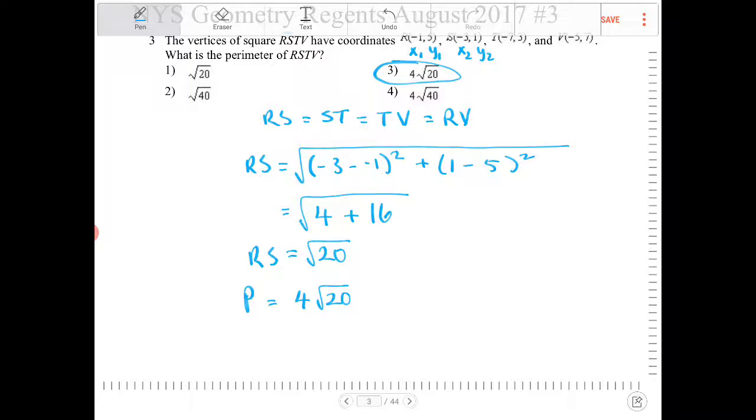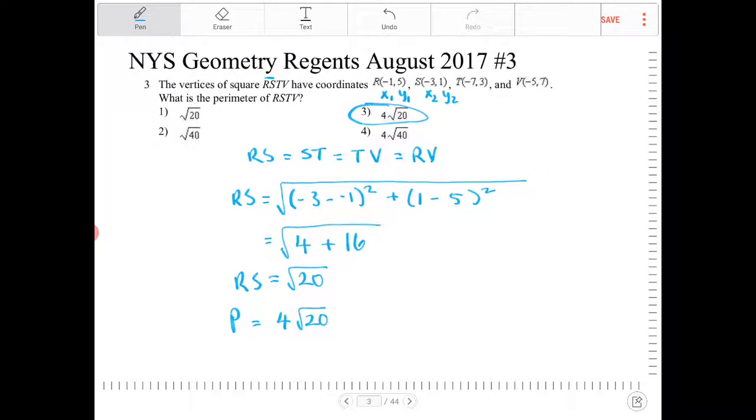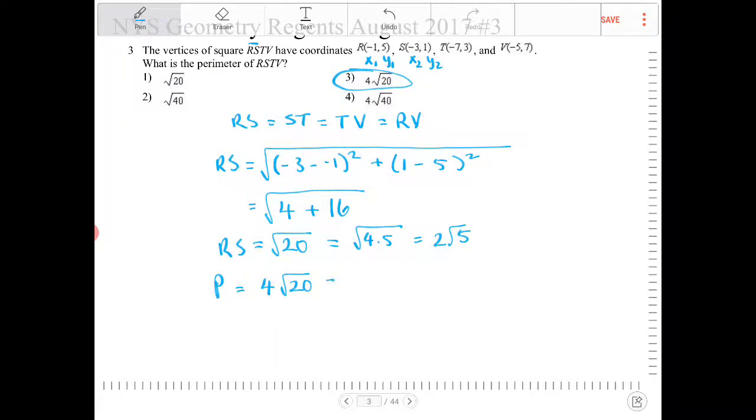You also have to be ready, just in case sometimes the answer choices have their answers in reduced radical form, which in this case they don't. But if they did, the square root of 20 can be re-expressed as the square root of 4 times 5, which is 2 square root of 5. If we express RS as having a length of 2 radical 5, then the perimeter is 4 times 2 radical 5, or really it's 8 radical 5.